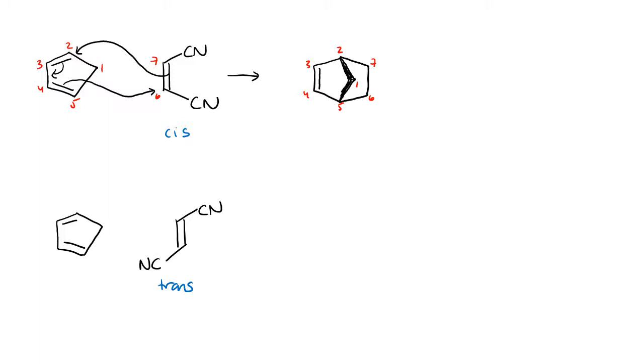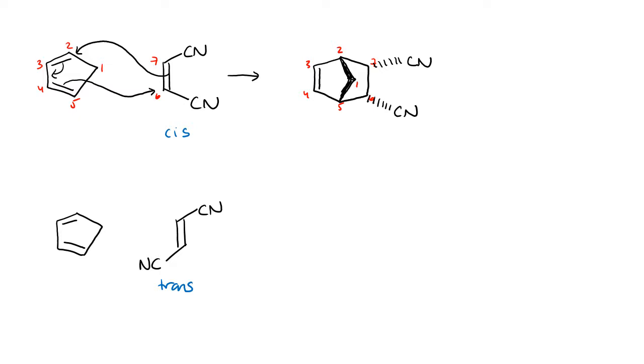Now we have our electron withdrawing groups on carbon 6 and 7. Those carbons are now sp3 hybridized, so we do need to show stereochemistry. Since they started off as cis, they are also going to be cis in our product. And since our bridge is pointing up and we want to follow the endo rule, we're going to have both of our cyano groups as dashes. And that would be our product.